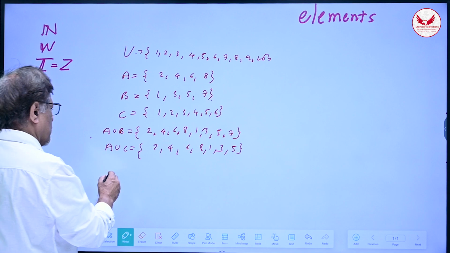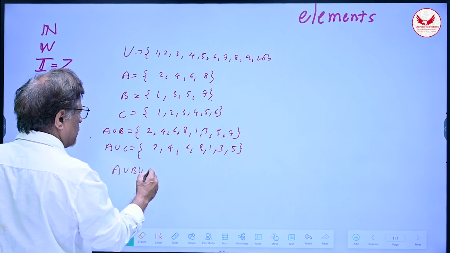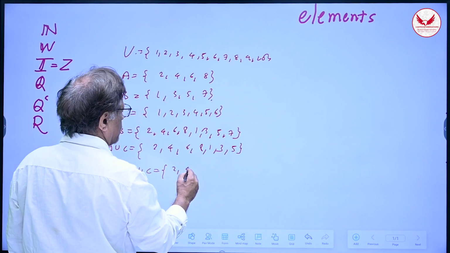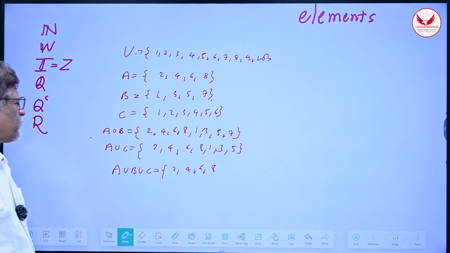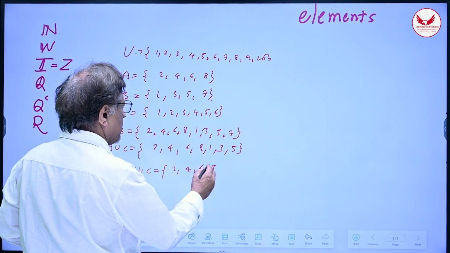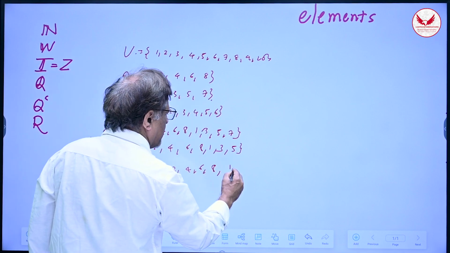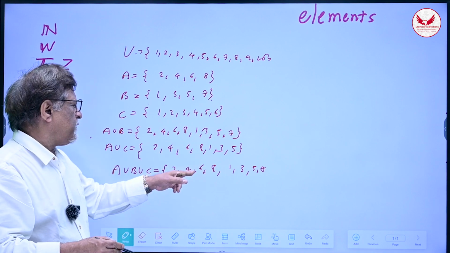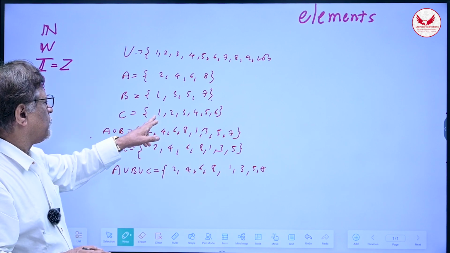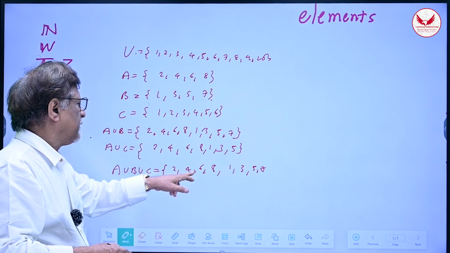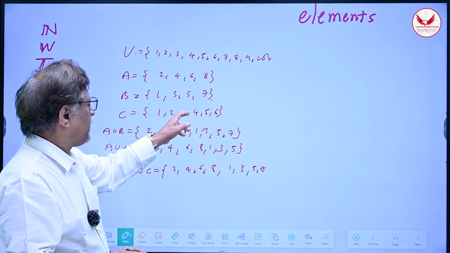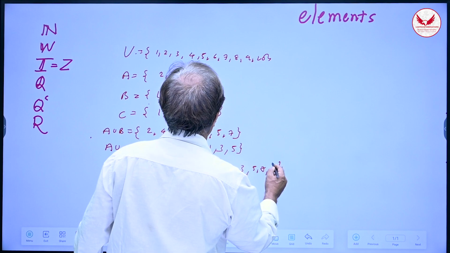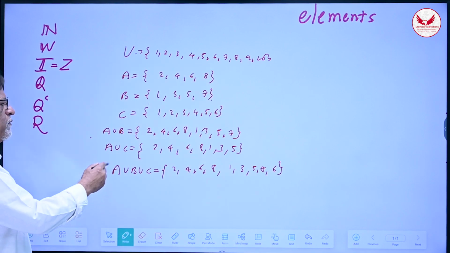Correct? If I want to talk about A union B union C, that means I'll write all the elements from A first, 2, 4, 6 and 8. All the elements from A. Then all the elements from B. Since none of them is common, all of them will be included: 1, 3, 5, 7. Now in C, 1 is there, 2 is there, 3 is there, 4 is there, right? 5 is there, only 6 is not there. So I'll write here 6. Right? So that will be A union B union C.